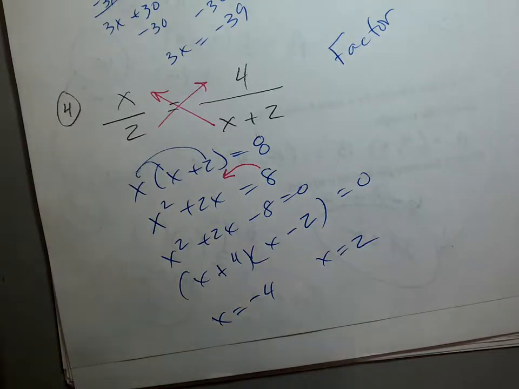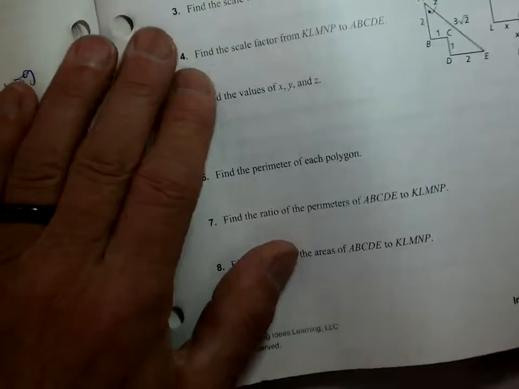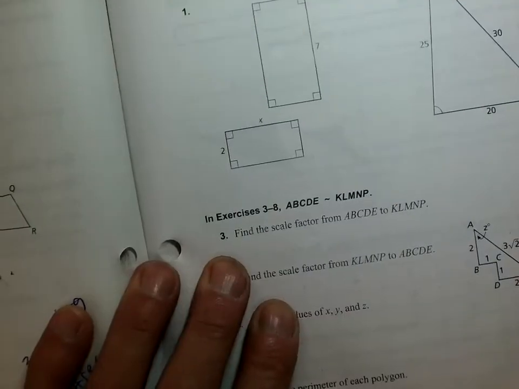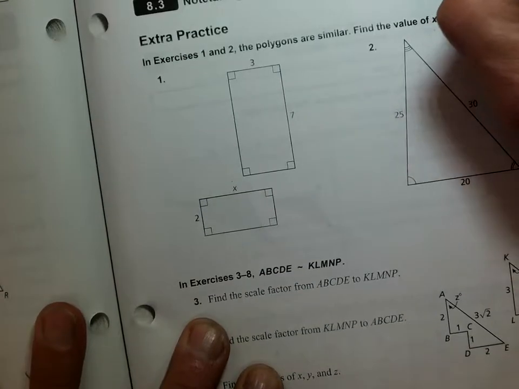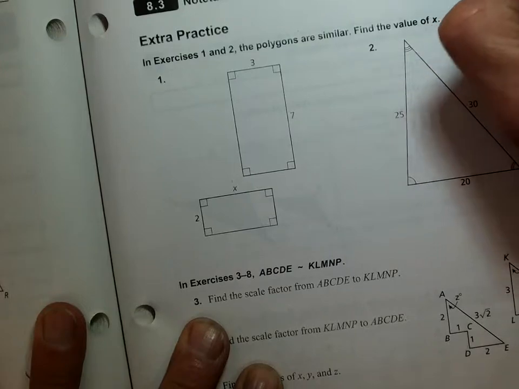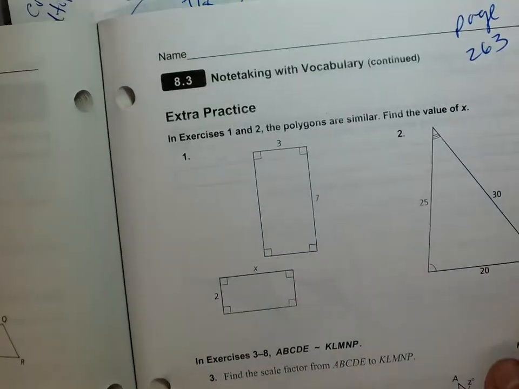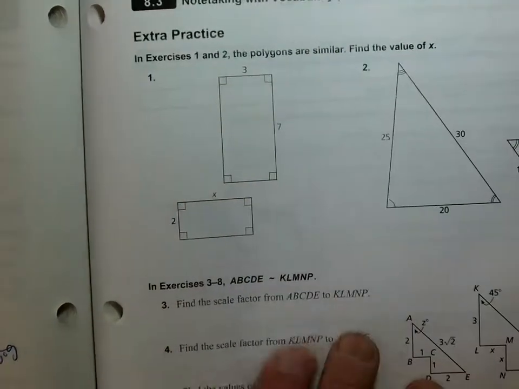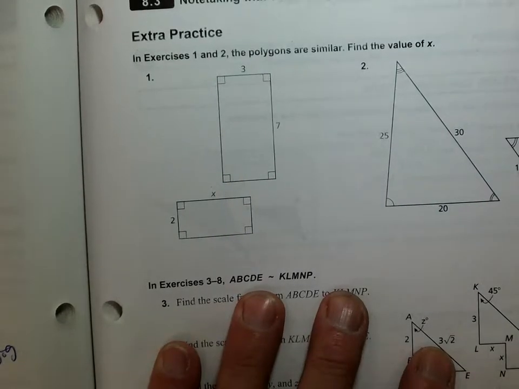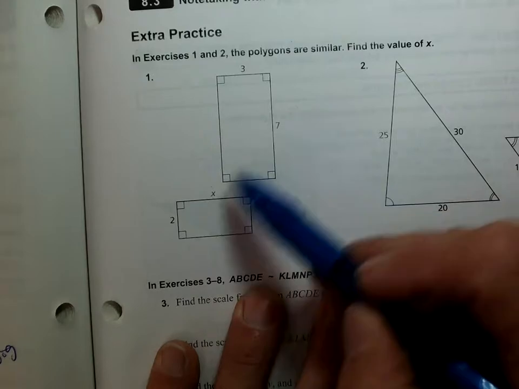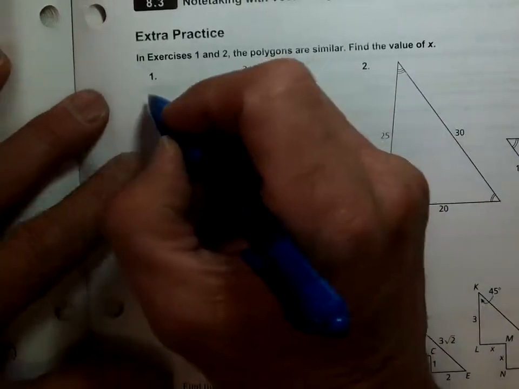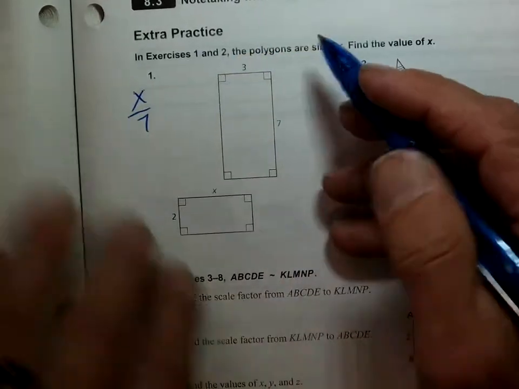So let's check out problem number 1 on page 263. Okay, here we go. Now, these two rectangles are obviously similar, but the problem is that they're not written correctly. But I think the x goes to the 7. You guys agree? So the x goes to the 7. See, I wrote that out.